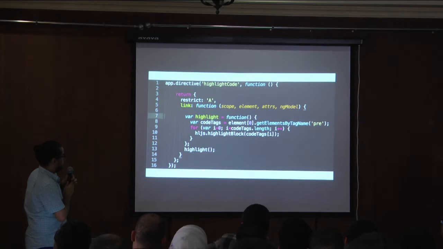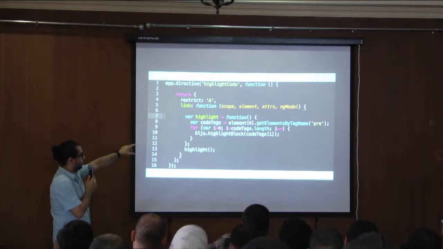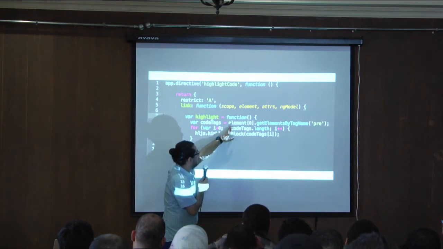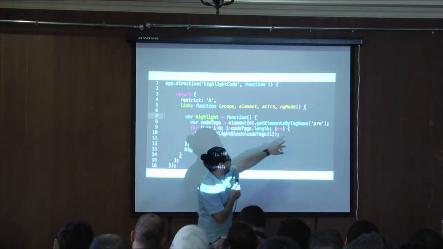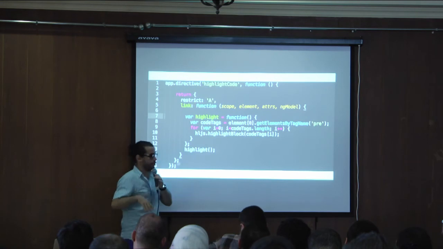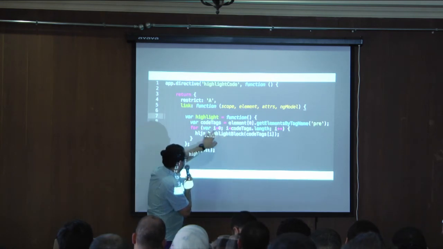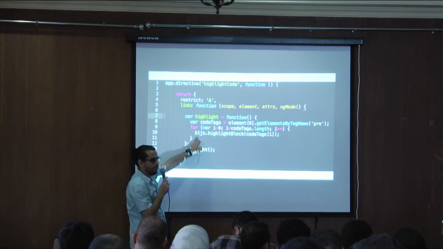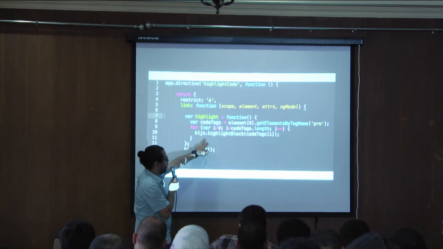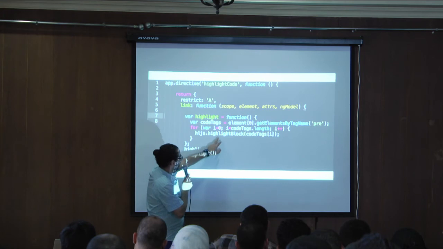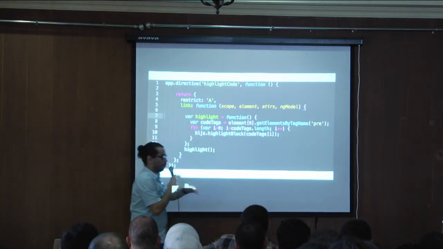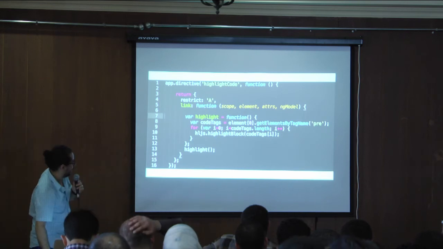What this does is call a function which gets the element, first of all the pre tags, which is what is used for rendering code. It gets all the code blocks and then loops over them and calls the highlighter. This is the library highlight.js, I think it's from Yandex. You just call the function that they define to highlight these code blocks. So this is basically how it's done.